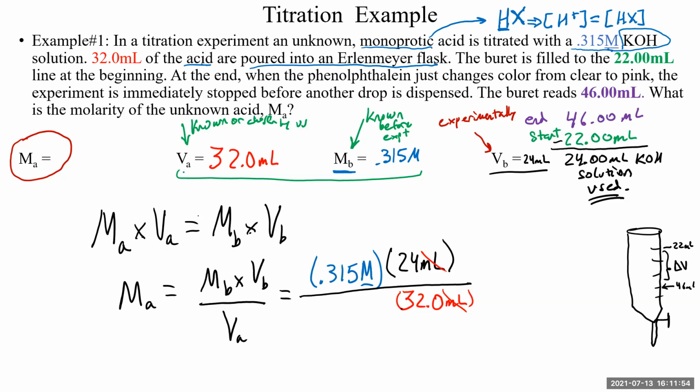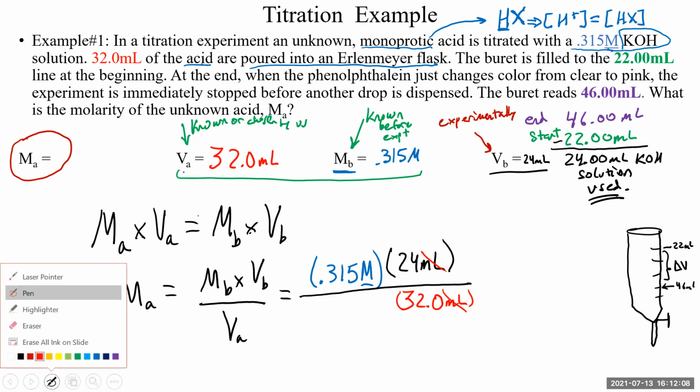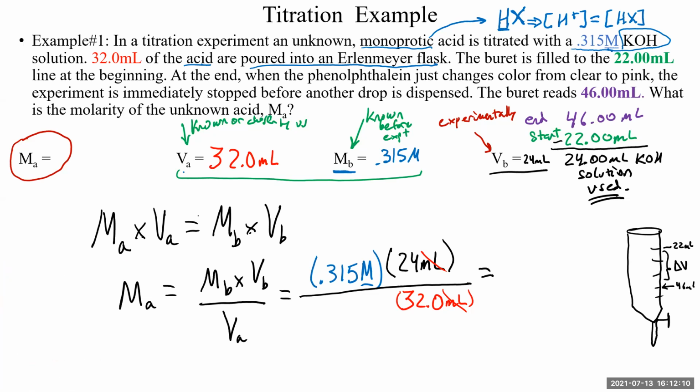We are going to look at some examples where we do go directly to moles instead of trying to figure out molarity. In that case, you will have to get those units straight. You'll have to use liters or whatever the appropriate unit is. Okay, so what does that get us? Well, we take our 0.315, multiply by 24, and then we divide that by 32.